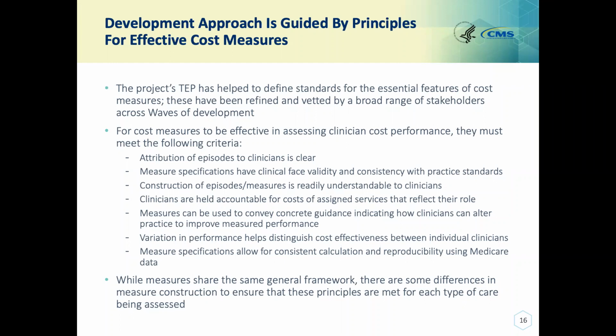Sometimes a set of services in a measure could be broad to reflect a broader clinician role, for example, a measure that focuses on primary care, while other times it could be more specific for a defined procedure like cataract removal. One related consideration is that the measure should include services so that the measure has sufficient variation so that it can distinguish between good and poor performance. Lastly, on a practical note, measure specifications must allow for consistent calculation and reproducibility using Medicare data. By having a general framework for cost measurement, it helps ensure that the measures follow these principles while also being flexible enough to create measures for the care of each condition, procedure, and setting being assessed. Next slide, please.